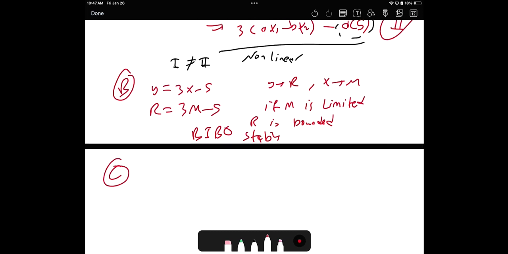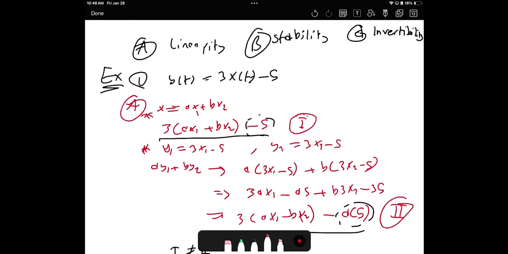Now C, to y equal 3x minus 5, we need to make it invertible. Can I get x? So x will be (y plus 5) over 3. And it's valid anytime, right? There is no way to get an undefined function. So we will say it's invertible. So this system is invertible and stable, but it is nonlinear, because of the existence of negative 5.